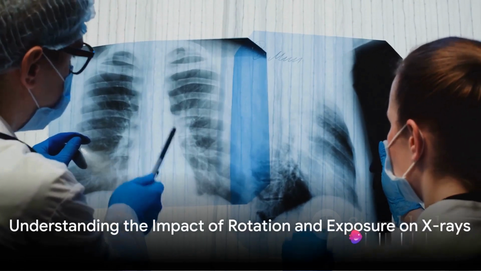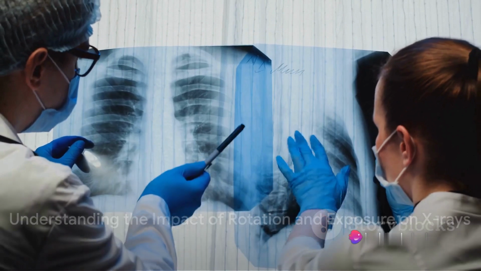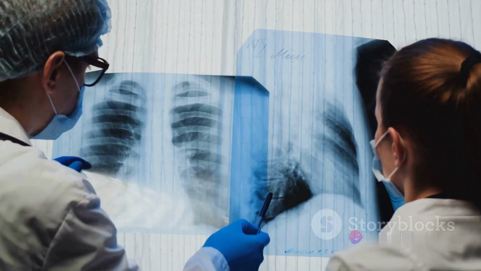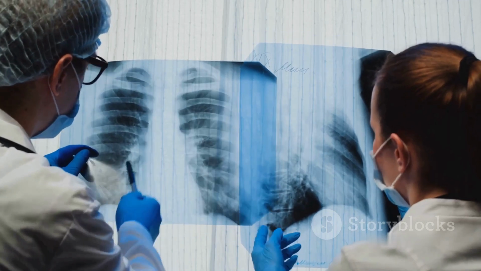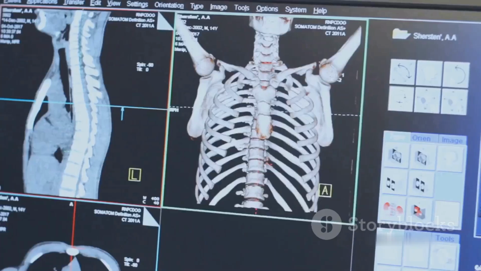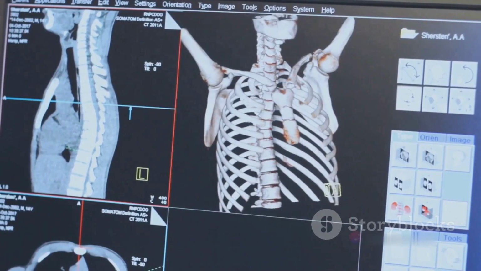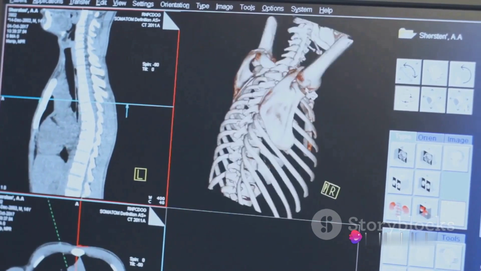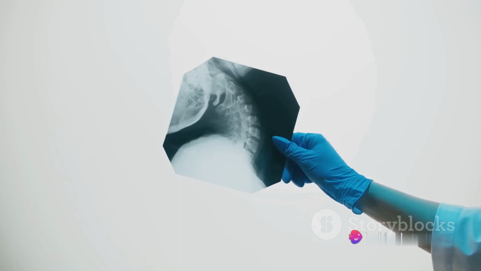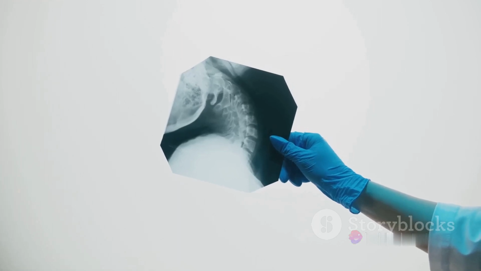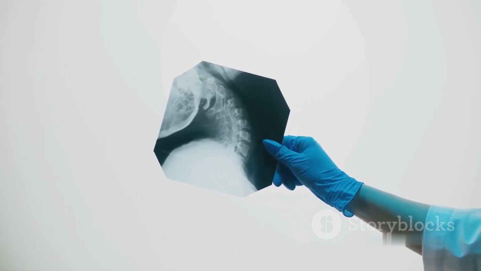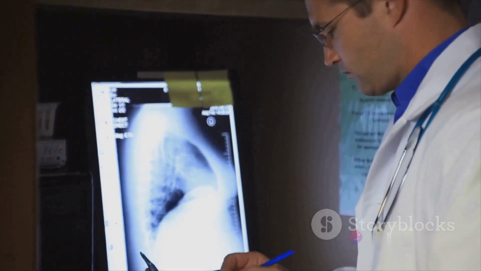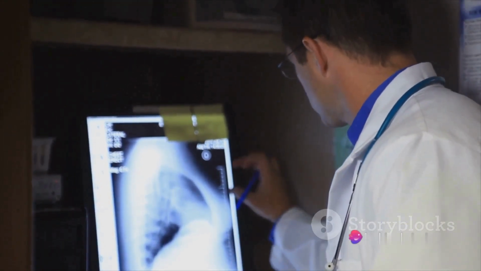Rotation and exposure can significantly impact your X-ray interpretation. Let's break it down. First, rotation. If a patient is not perfectly aligned with the X-ray, it can skew the image. For instance, consider the relationship between the clavicle and the spinous process. If the patient rotates to one side, the distance between these 2 points changes, causing the lung field on that side to appear darker than the other. This can lead to misinterpretation if not recognized.